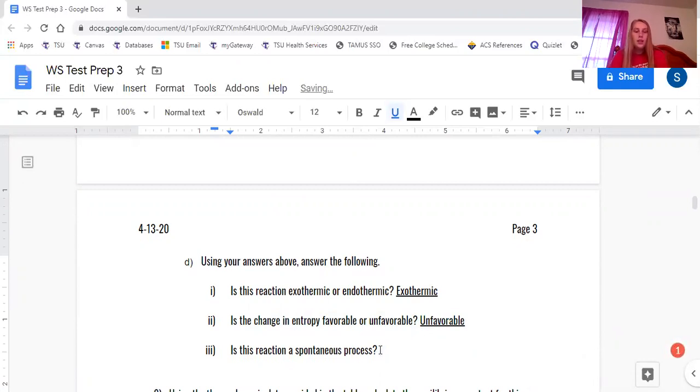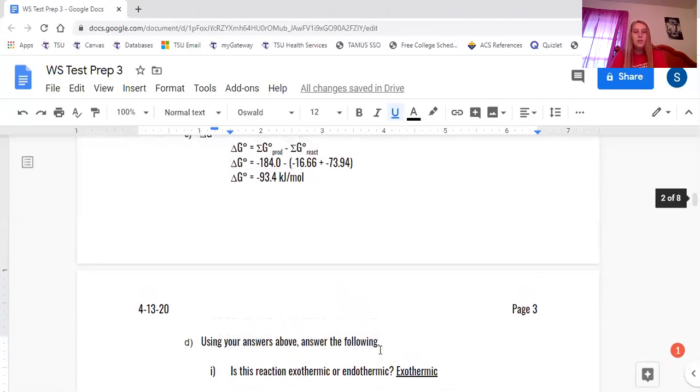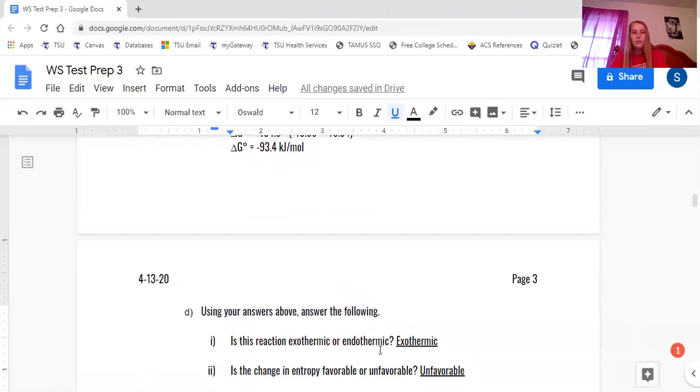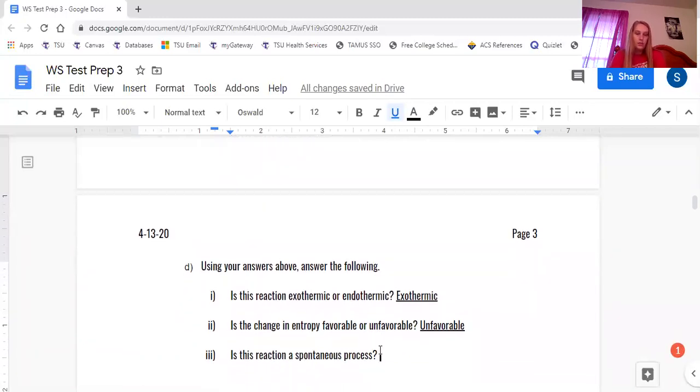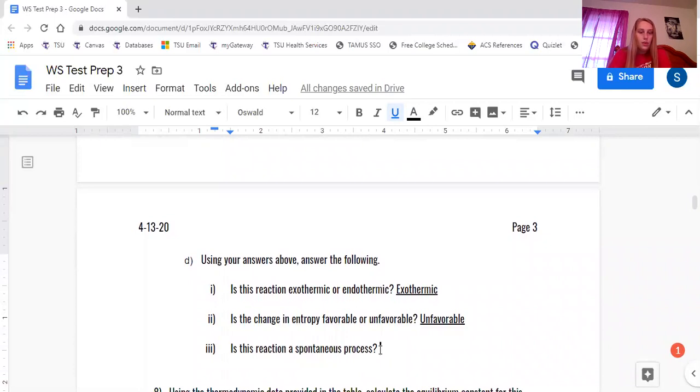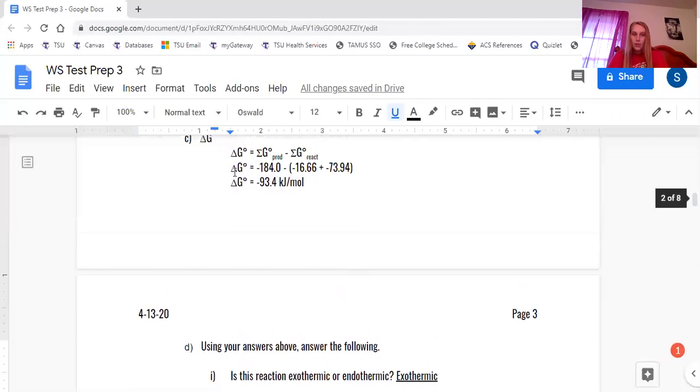And is it going to be spontaneous or not spontaneous? And remember, that's based off your delta G right there. Spontaneous. Yes, perfect. So yes, it is spontaneous, because our delta G is negative. I'll go ahead and put that on here for you. Delta G naught.